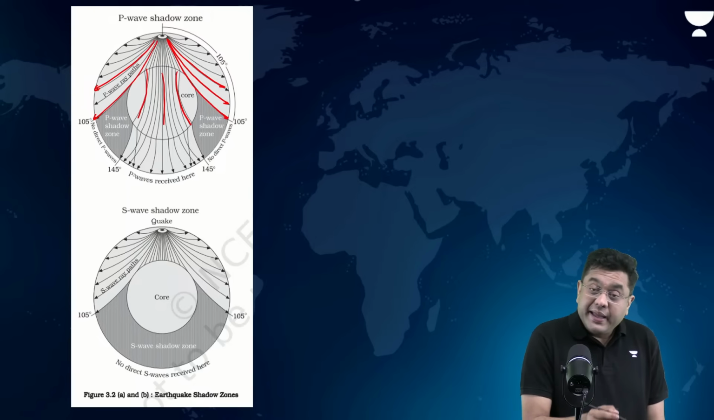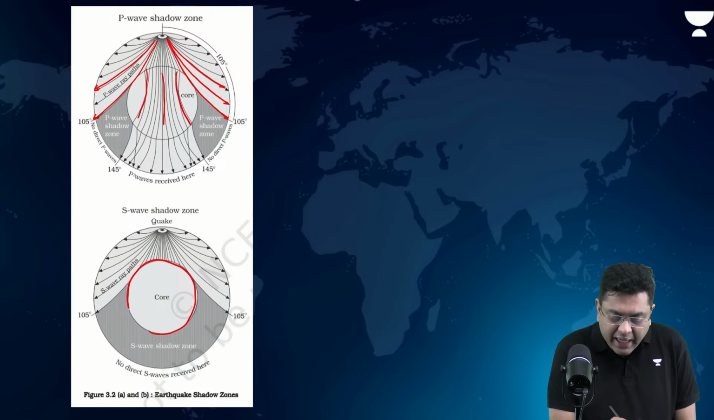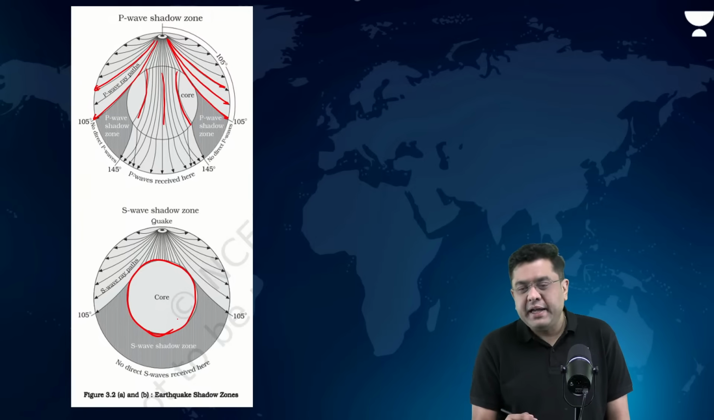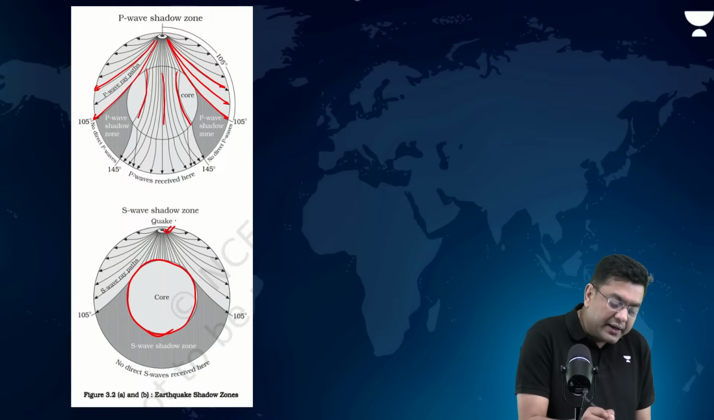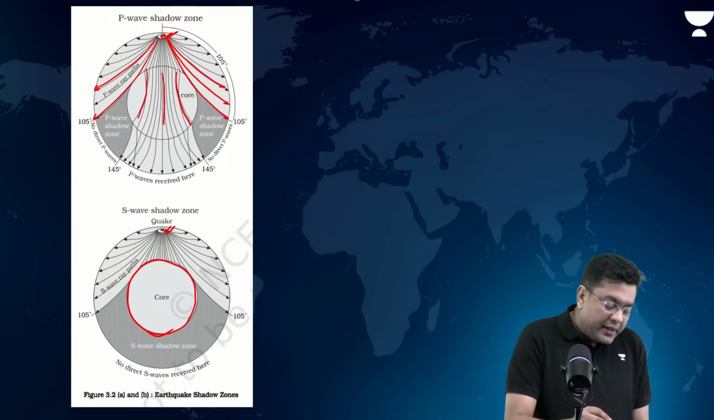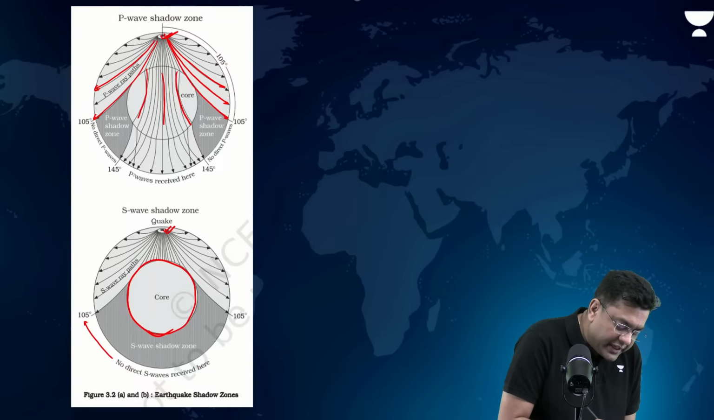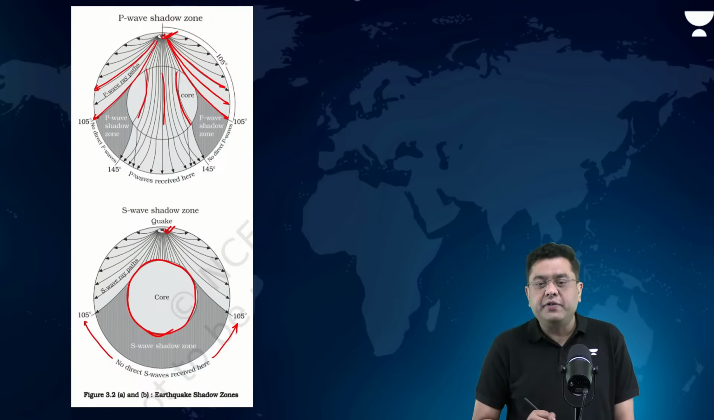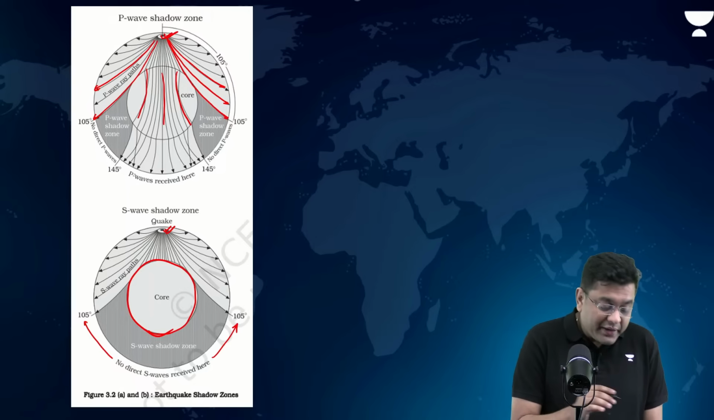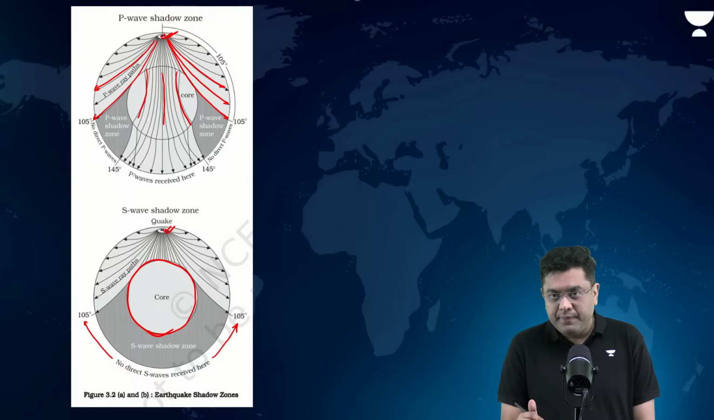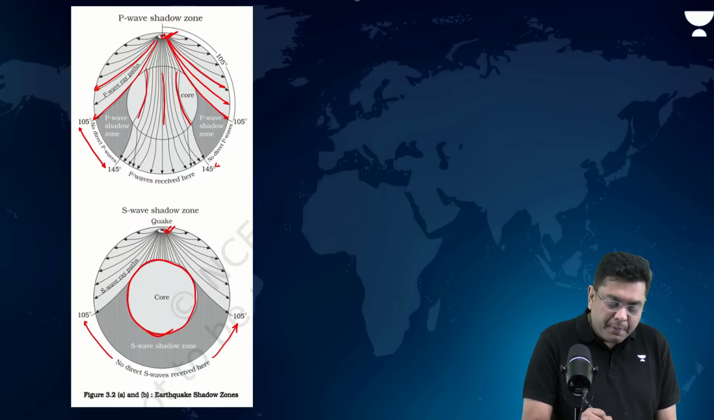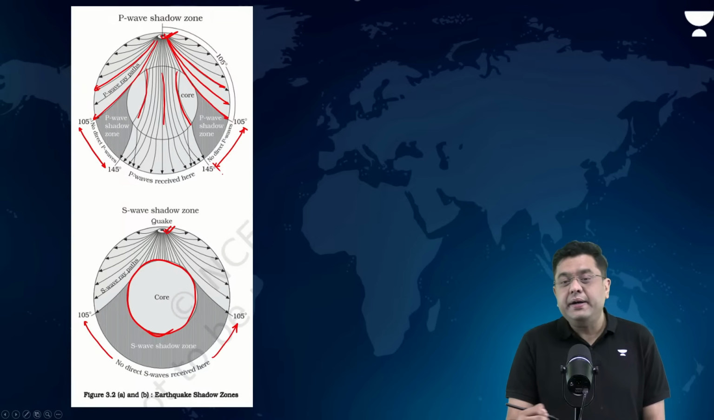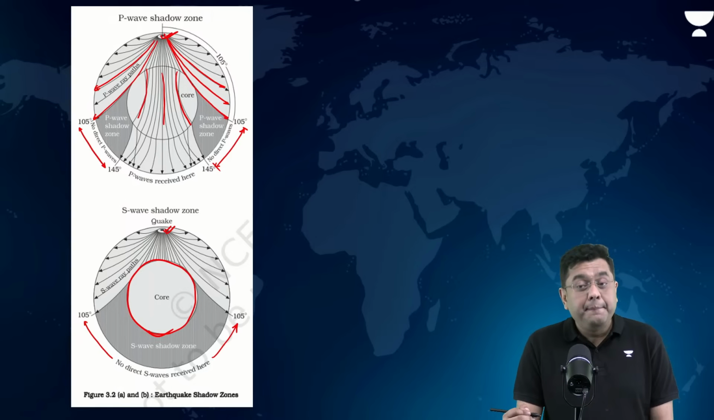But in the case of S waves, the moment the S waves detect the outer liquid core, S waves go silent. That is why, in an earthquake which has occurred, let's suppose at this location, at an angle from 105 degrees to 105 degrees on the other side, no S wave is detected. That is the shadow zone of the S wave. In the case of the P wave, from 105 to 145, no P waves are detected. That is the shadow zone of P waves.